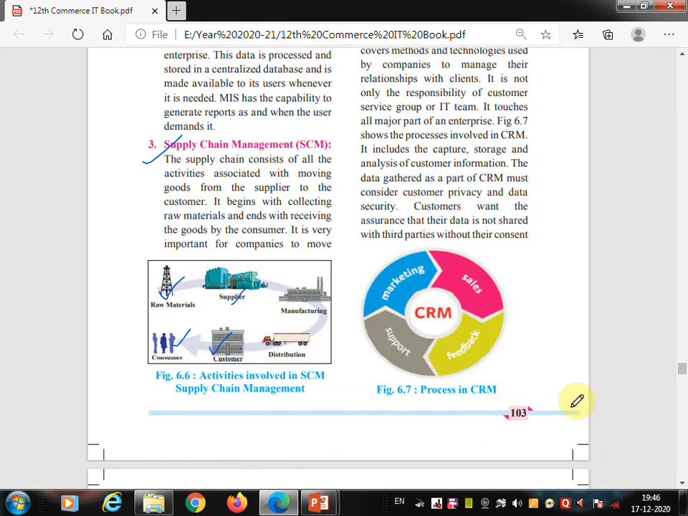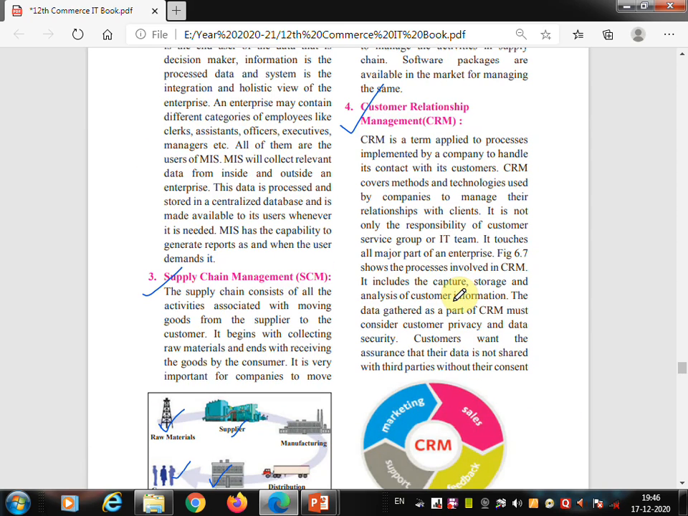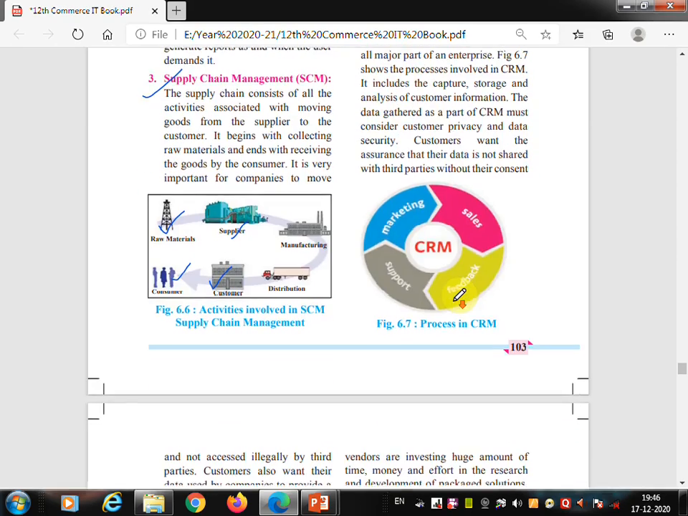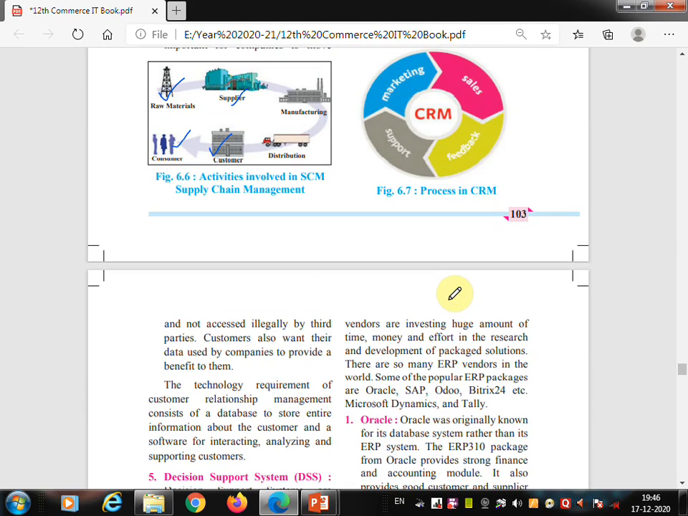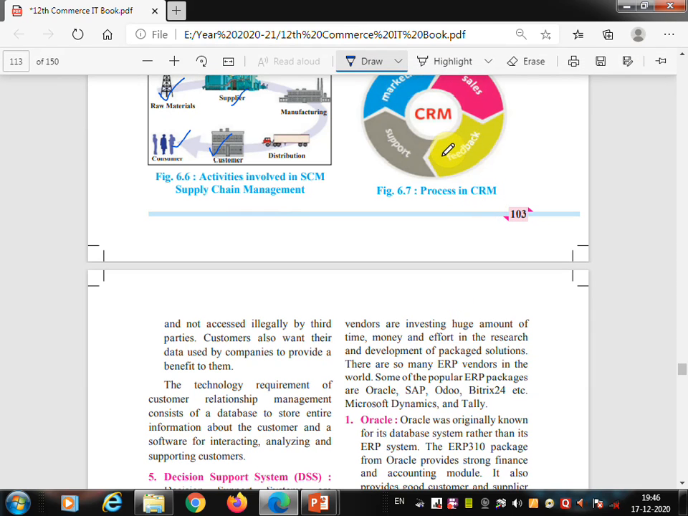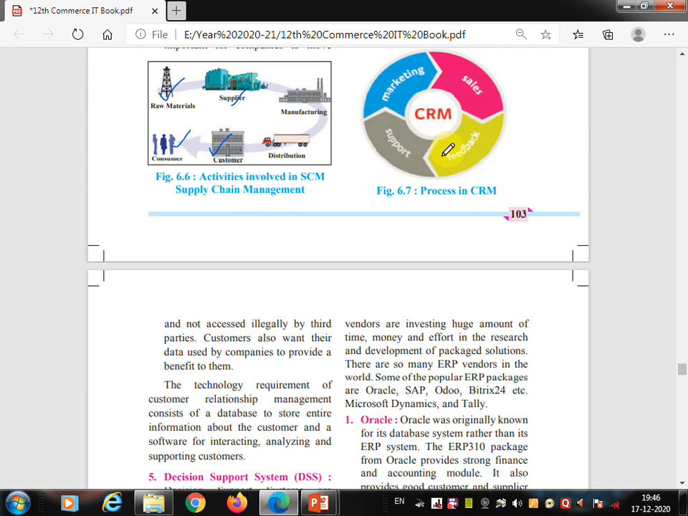CRM includes the capture, storage, and analysis of customer information, and the data gathered as a part of CRM must consider customer privacy and data security. The customers want the assurance that their data is not shared with a third party without their consent, and not accessed illegally by a third party. So that's the work of CRM, that is customer relationship management. Customers also want their data used by the company to provide benefit to them.